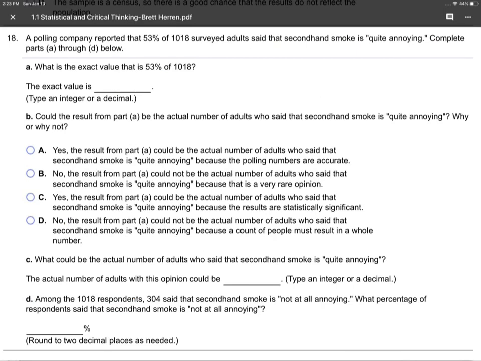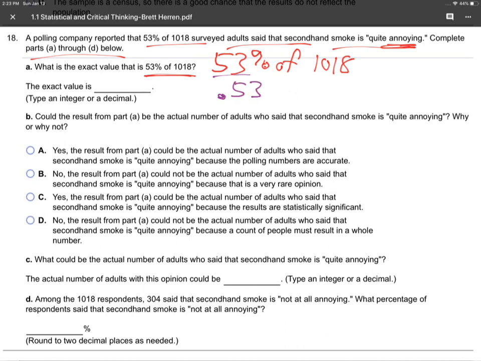18. A polling company reported that 53% of 1018 surveyed adults said secondhand smoke is quite annoying. Complete A through D. What is the exact value that is 53% of 1018? Do you know how to figure that out number-wise? How do you find 53% of 1018? How many people is that exactly? Yeah, multiply. And what do you do with the 53%? 0.53, right? That's why the decimal goes back 2 places. Times 1018.